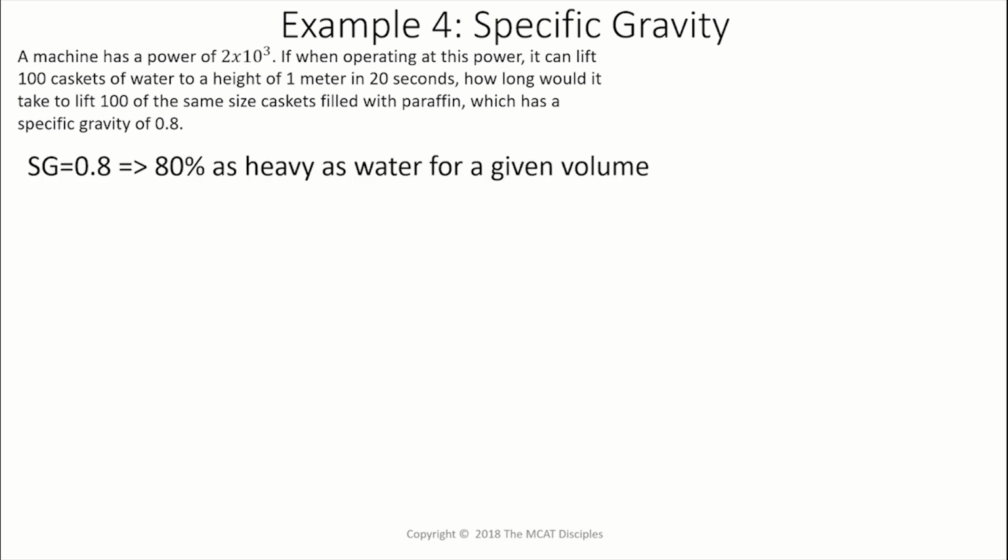Again, the specific gravity of 0.8 just means that it's 80% as heavy as water for a given volume. And in this question, we have the same volumes for each of the caskets. So it should take 80% of the time, no? So you just take the 20 seconds that it took for the water times 0.8, 80%, 16 seconds is the time it'll take. And this is just kind of a free body diagram showing how the time it takes to go up is related to the mass.